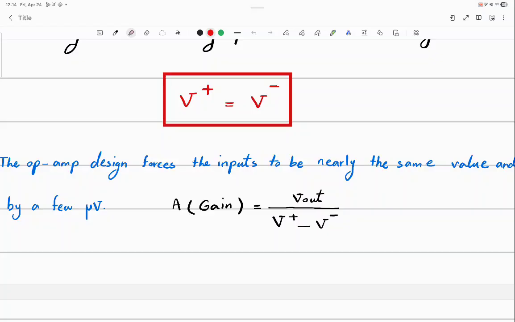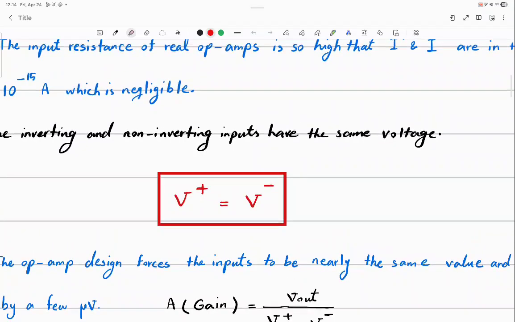Can you tell me what should be the denominator to make sense of this equation? Very close to 0. And if the denominator is very close to 0, what does it mean? The V positive and V negative are very close to each other, okay? Hence the second rule of op amp. So V positive is equal to V negative, okay? Not exactly, but we are considering an ideal case, okay? These are the first two rules of op amp.